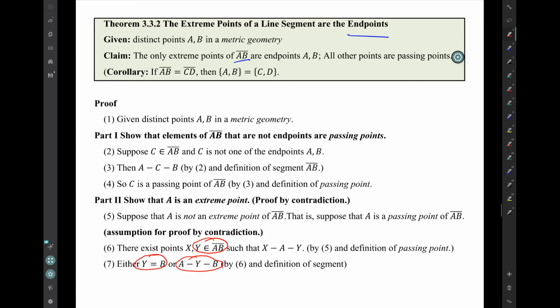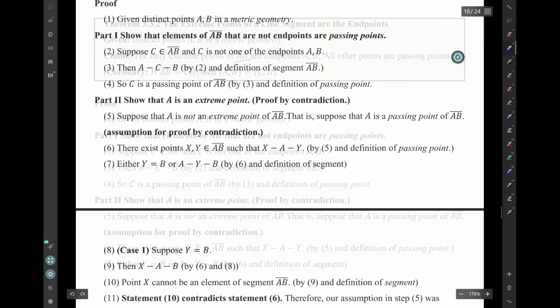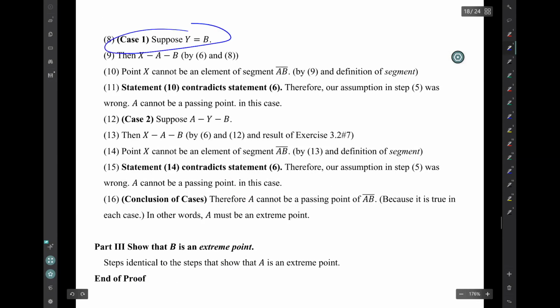Well, remember, when you have an or statement show up in a proof, you can set up a proof by cases. Either this case is true or this case is true. That's how we ended up with these two cases. Case 1 is when y is equal to B. Case 2 is when y is between A and B. I'll let you read this proof in more detail on your own.